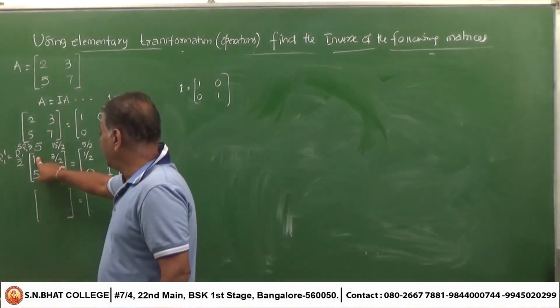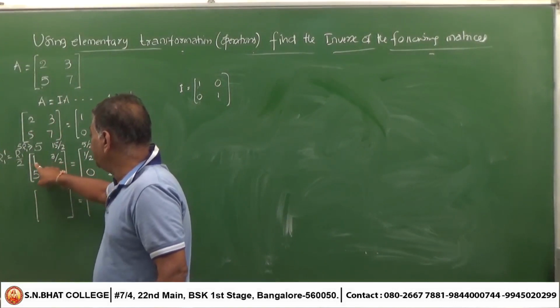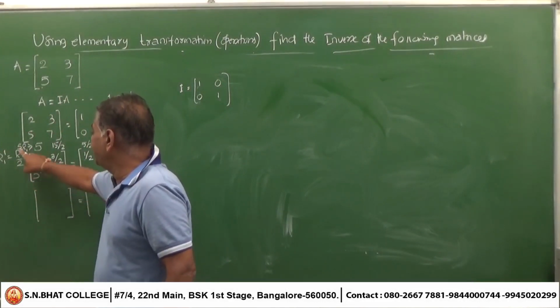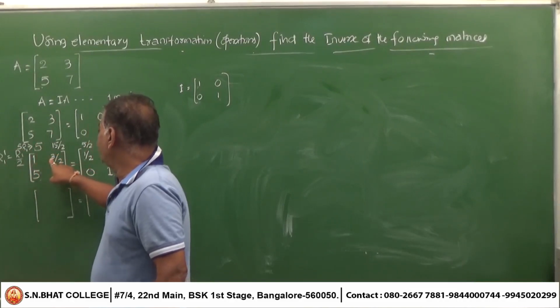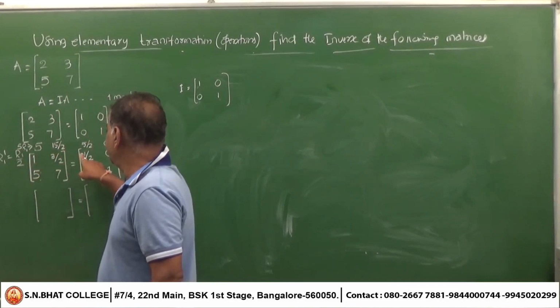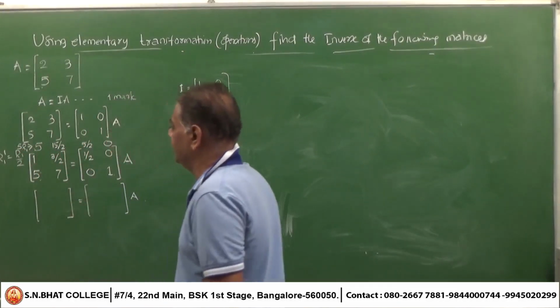I have made the first element to be 1. Next you have to make this to be 0, which means make R1 to be 5. To make R1 to be 5, multiply R1 by 5. 5 into 1 is 5. 5 into 3 by 2 is 15 by 2. 5 into 1 by 2 is 5 by 2. 5 into 0 is 0.